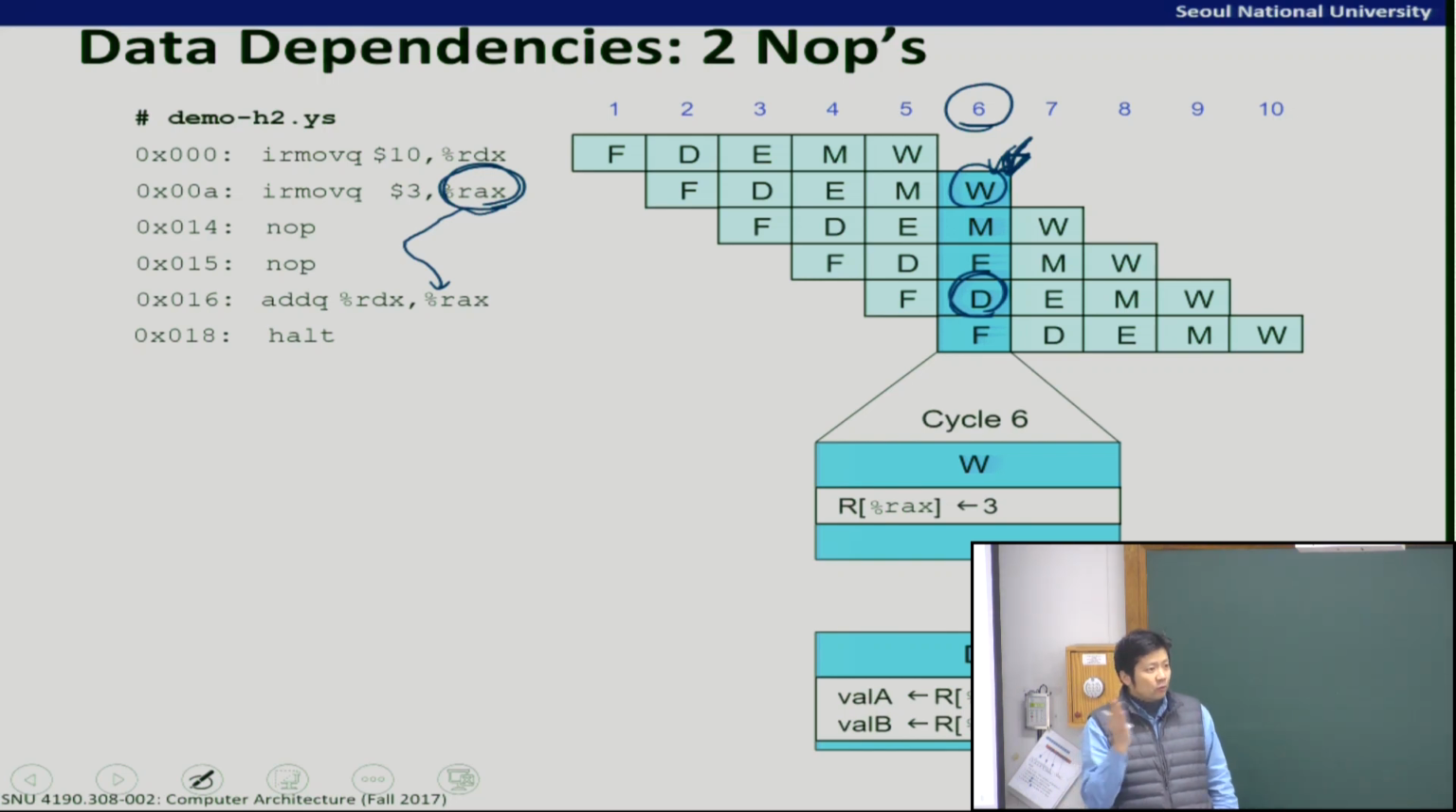So our solution in the previous lecture was we place one more nop here. Then the problem goes away, right? Because now, by the time the second instruction reads the RAX register, the correct value has already been written back to the register file. This is what solved the problem.